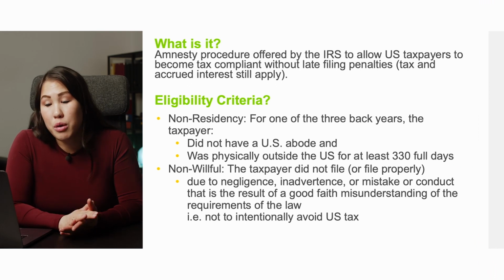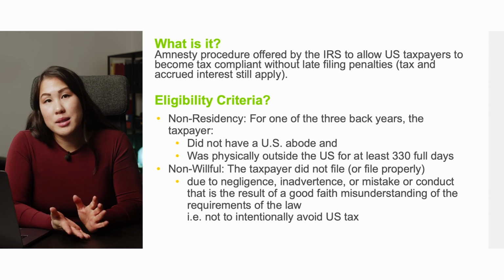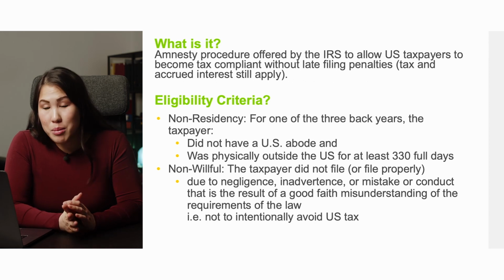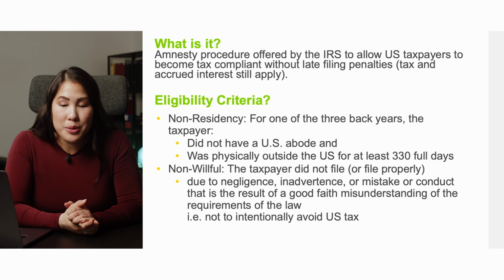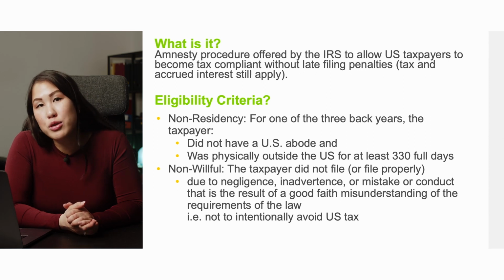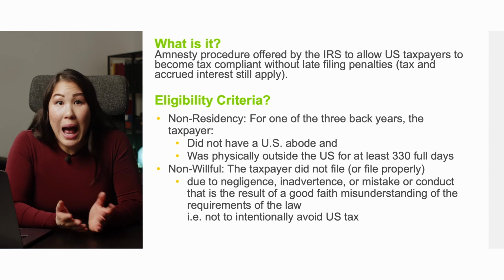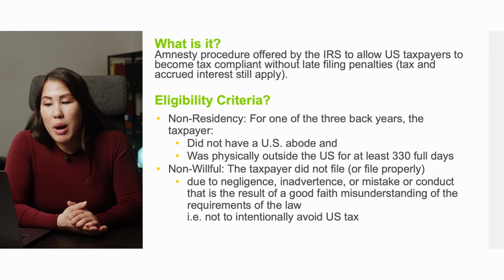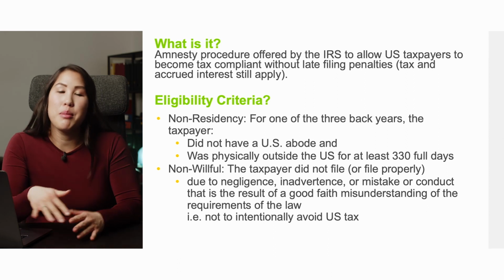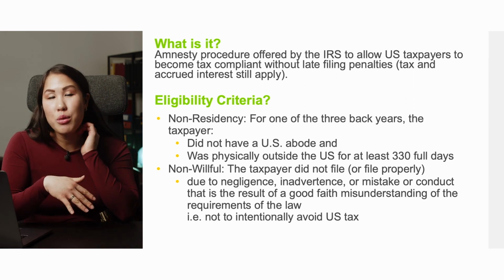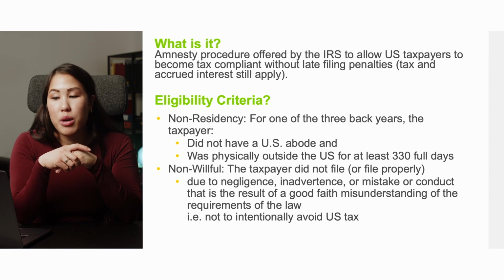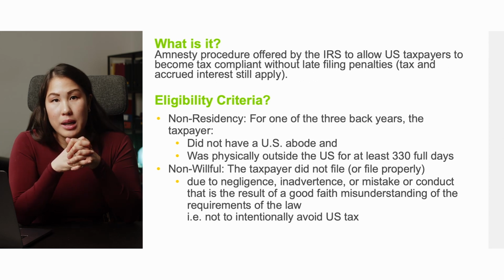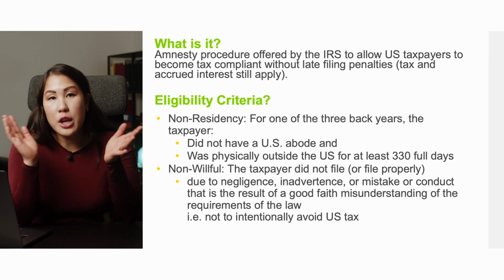So the eligibility criteria is first for at least one of the 3 back years you'll be filing for. So that's the sweet part about the streamlined procedure, is that you don't have to file all 30 back years, only 3 back years. So making sure that at least one of those 3 back years, you didn't live in the US, you were actually an expat, right? So you didn't have a US abode, so to say, but basically it means you didn't have a main home in the US, and you were living abroad for at least one of those years, and that you were physically outside the US for 330 full days in one of these 3 years. So that has to be the calendar year, January to December.